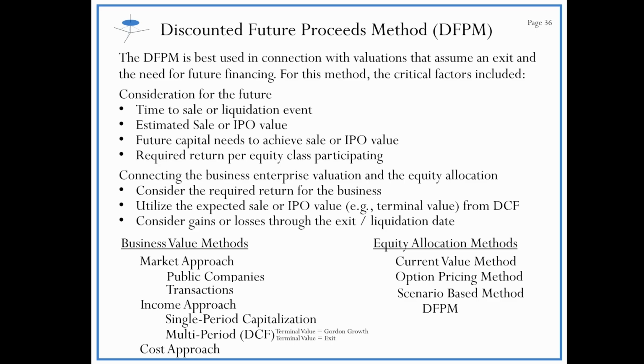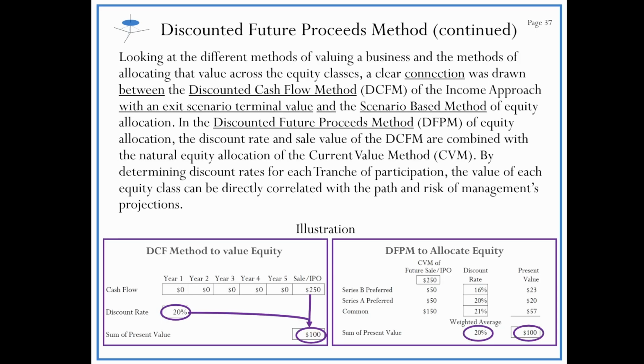the DCF terminal value. The discounted future proceeds method of equity allocation was created specifically for scenarios that include high growth, losses, and a big exit. In simple terms, the DFPM allocates value at the exit date to classes that are or will be outstanding at the exit date and calculates the present value of those proceeds based on the relative risk of each participation tranche.